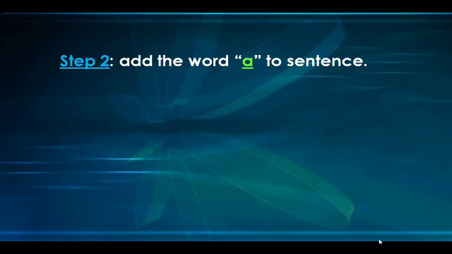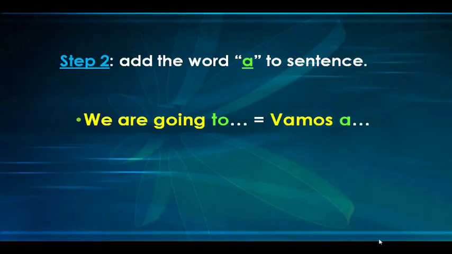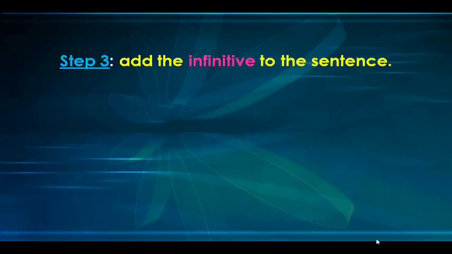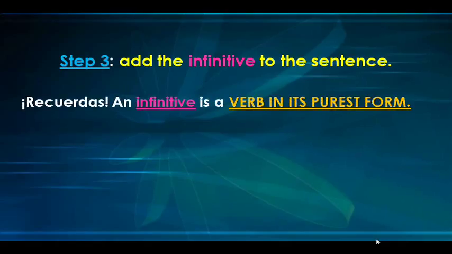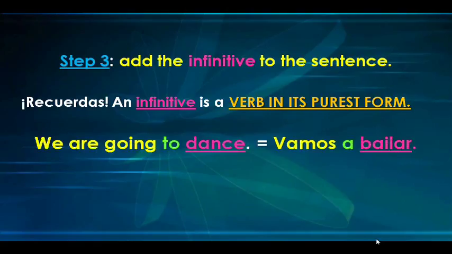Now that we have determined who is going to be doing the action and conjugated el verbo ir, now we simply have to add a to the sentence. We are going to, vamos a. Then step 3 is to add the infinitive to the sentence. As a reminder, the infinitive we learned earlier in the year is a verb in its purest form, meaning it is not conjugated. So we are going to take to dance, bailar, and add it right after a. Now we have vamos a bailar.